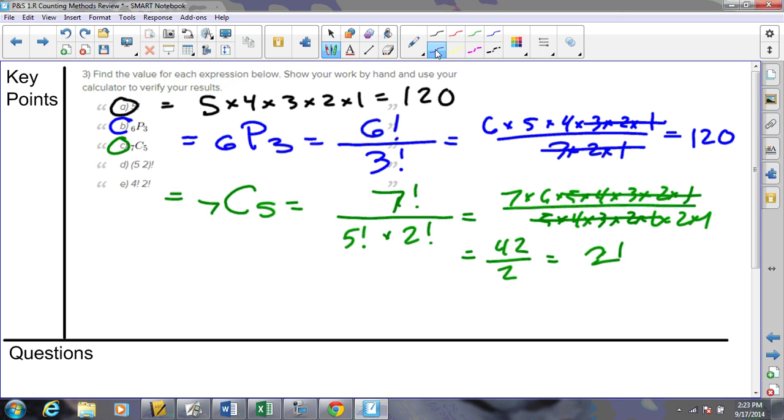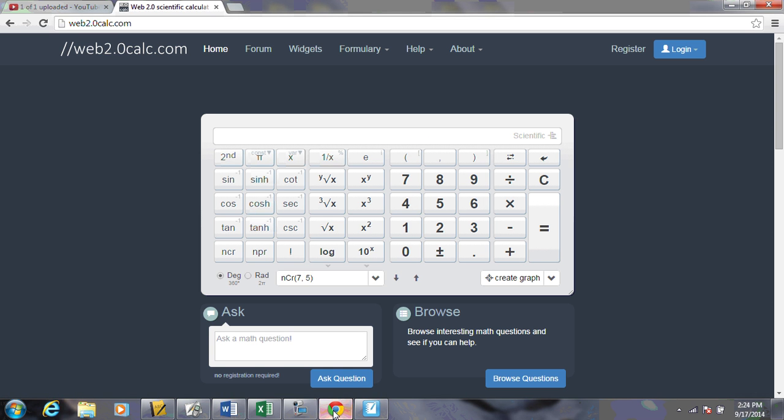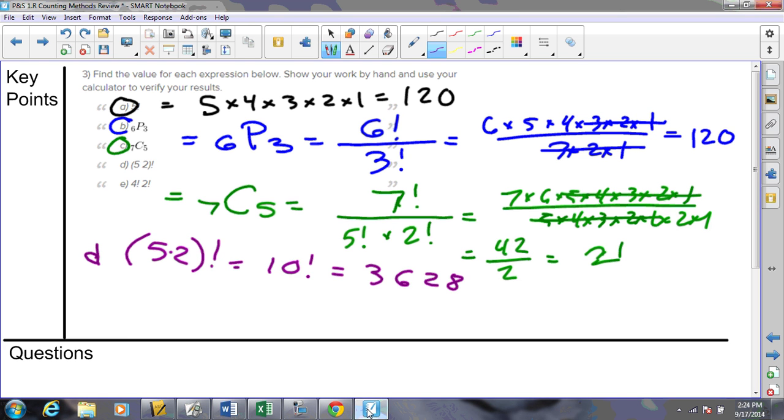Progressing to question D. Okay, D is saying this piece. Why are there parentheses here? The parentheses are actually indicating, I know it's difficult to see, but it looks to me like they're saying it's 5 times 2 before you take a factorial. So yeah, that would be 10 factorial, 10 times 9 times 8 times 7 all the way down. We could then say, at the calculator, 10 factorial equals 3,628,800.